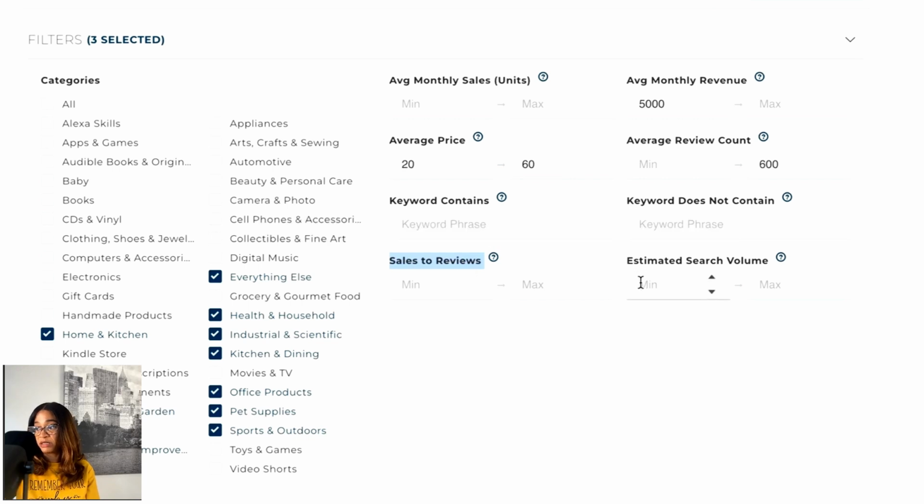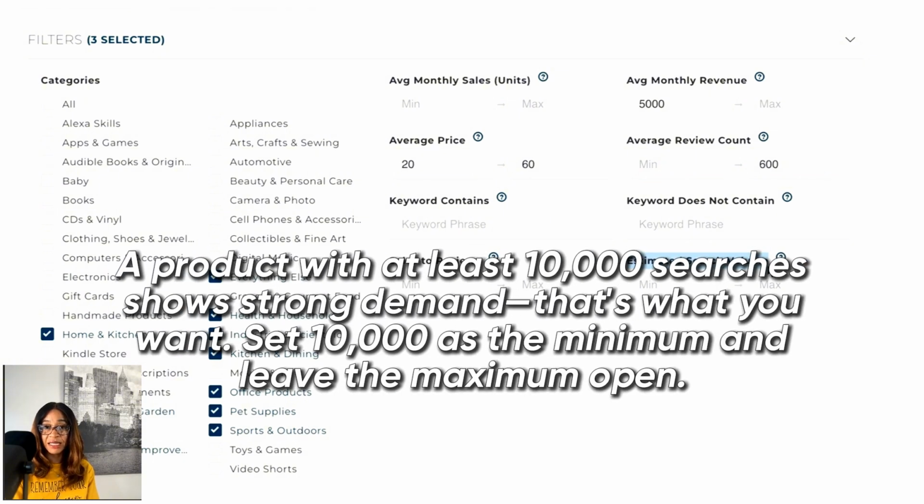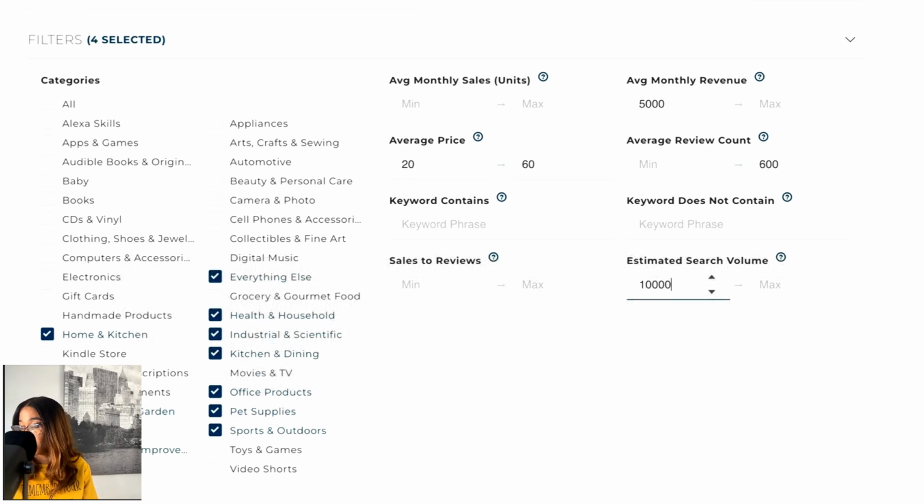The last thing on this page that is relevant and you should fill out is the estimated search volume, and that is tied to demand. Like I said, review portion is tied to competition, and the search volume is tied to demand. So it's saying how much demand you want to see on this product. Any product that has at least 10,000 searches on it means that 10,000 people are looking for that product, has a great demand, and that's what you want. You want a product that has a lot of demand. So put 10,000 over here as a minimum, and then for the maximum, I'm going to leave it open. So here, you're going to almost have a guarantee that whatever product you're selling, people are looking for it pretty much.